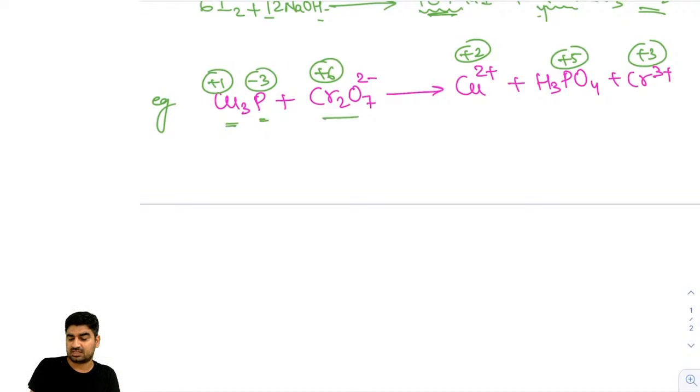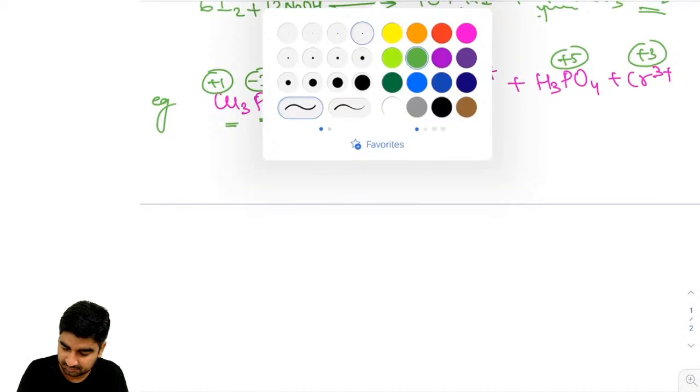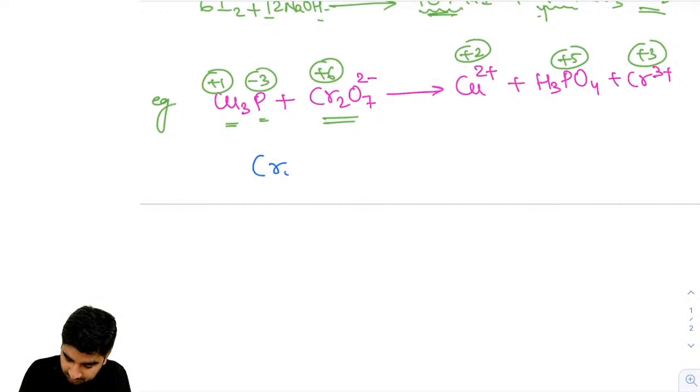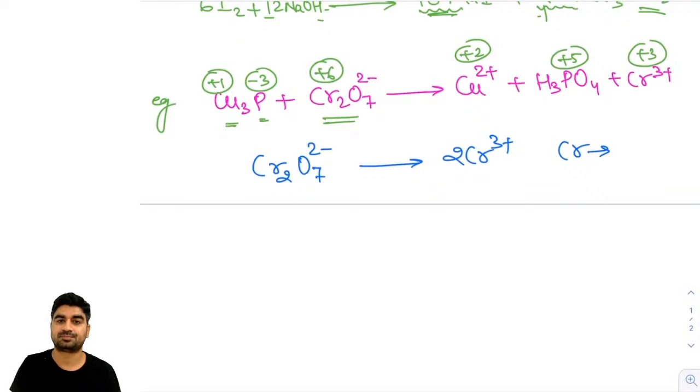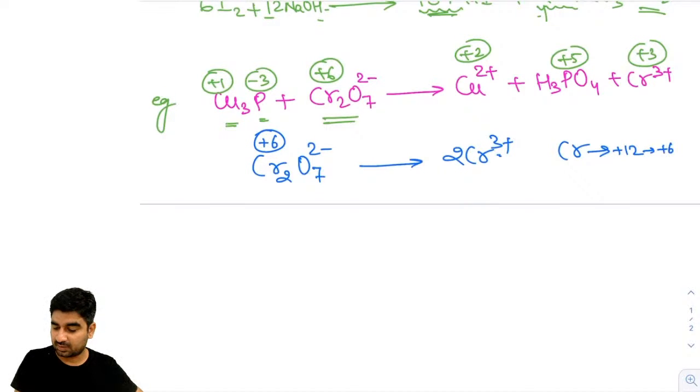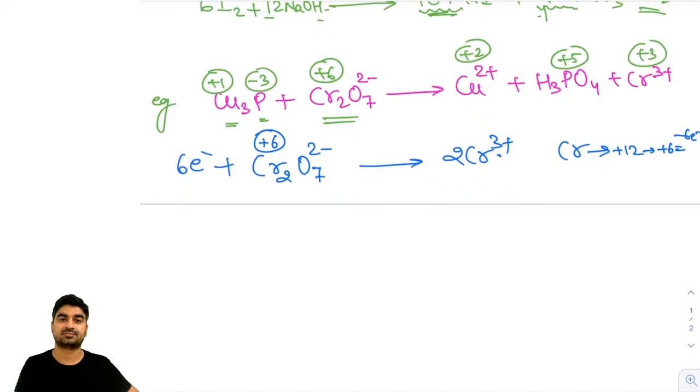So guys, we will do the easy part first. Take it as Cr2O7 2 minus. Always take easy part first. So it will be, and it will give you 2Cr3 plus. Now if we are talking about chromium, so here oxidation state is plus 6. So 2 chromium will have plus 12. Here it is plus 3. So it is going to plus 6, minus 6 electron. So there is gain of 6 electron guys here.